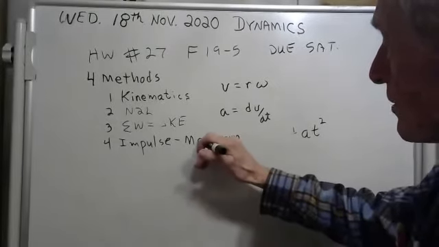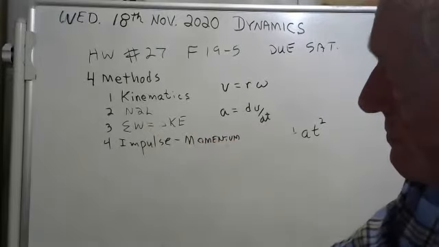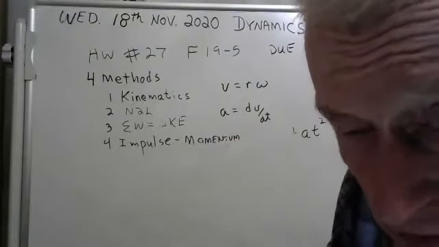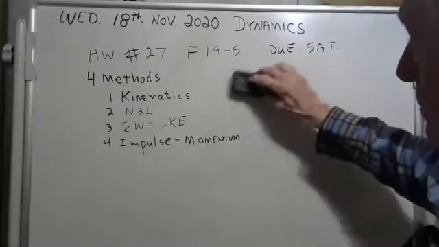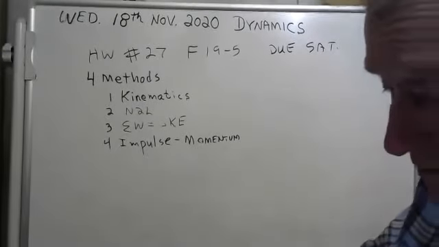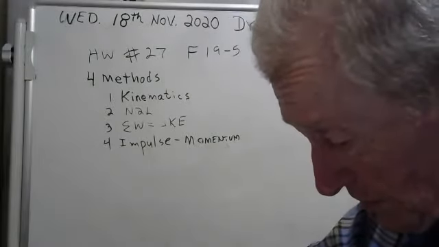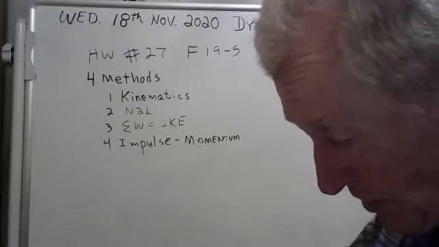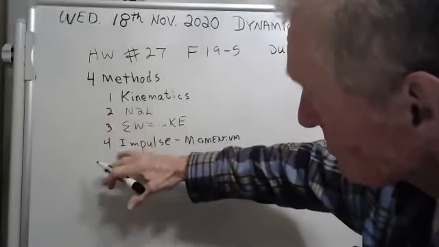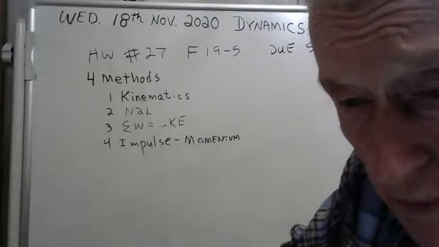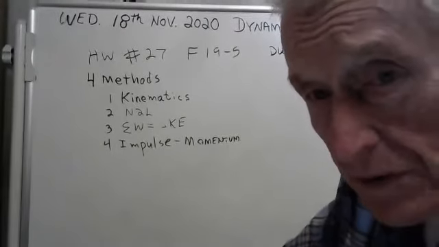It's called the impulse momentum method. We have four methods that we use in this class to solve dynamics problems. And if you get stuck, oh, I don't know what to do, maybe I should switch my major to psychology. Just go back and try one of those four methods and maybe you'll figure it out. Don't give up.